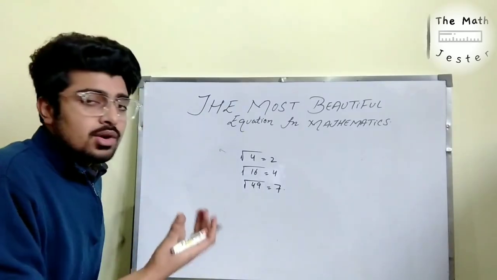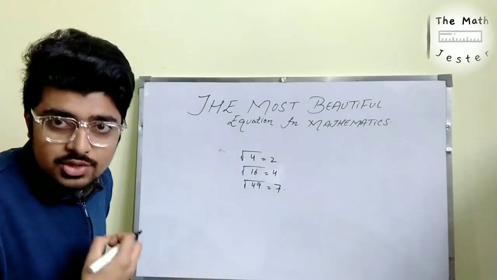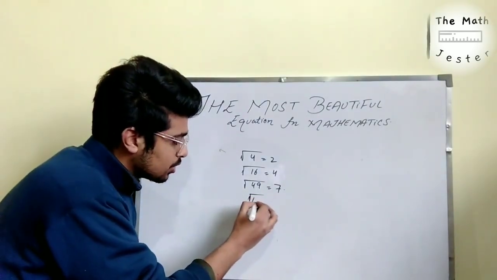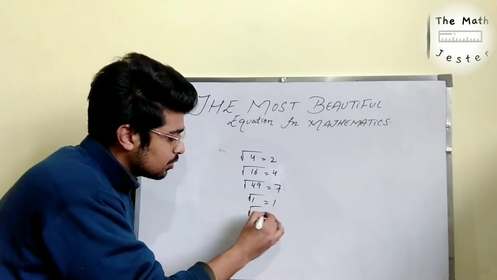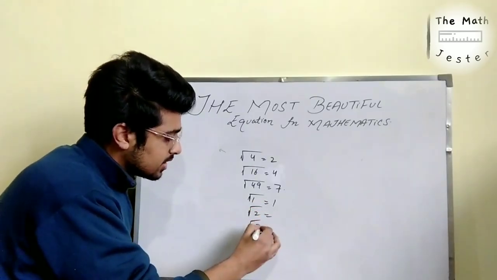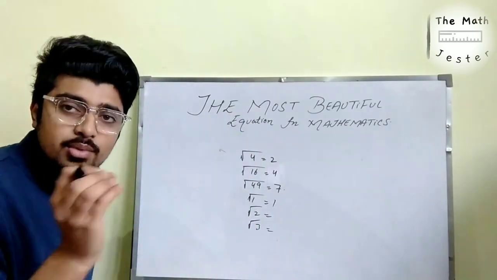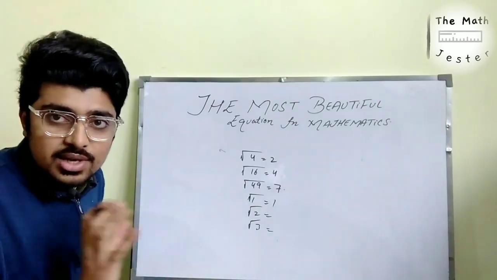And it is not only for the perfect squares. You can also find it for any number. For example, you can find root of 1 to be 1, and root of 2 to be something, root of 3 to be something, and you can find it for every kind of natural number, including point numbers, decimal numbers, fraction numbers. You can find it.